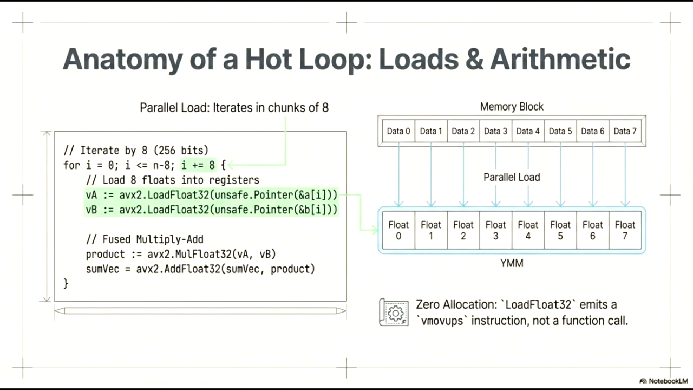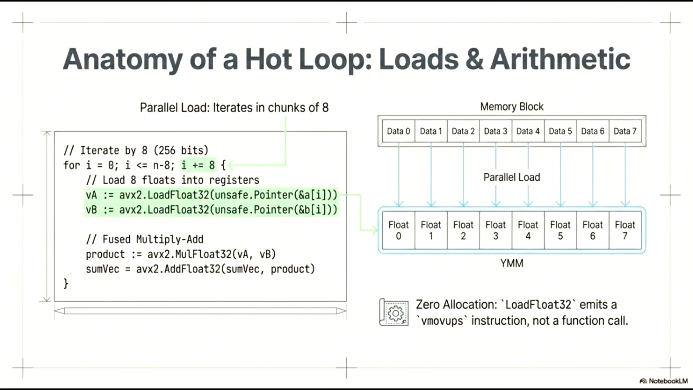In this deep dive into the anatomy of a hot loop, we examine how SIMD instructions, specifically AVX2, are utilized to maximize computational performance. The code snippet on the left demonstrates a loop that iterates in chunks of 8 rather than processing elements individually. This aligns with the 256-bit width of YMM registers, which can accommodate 8 32-bit floats simultaneously.